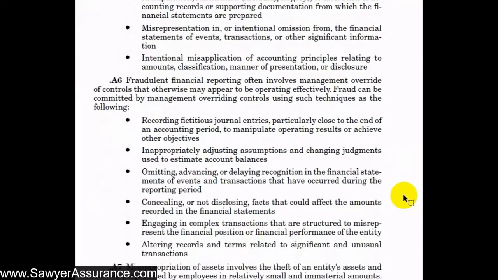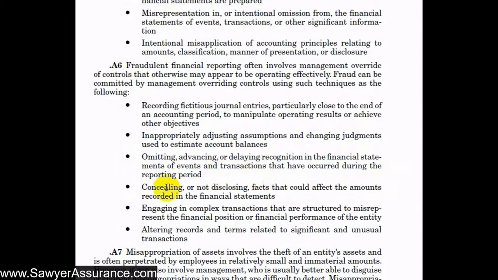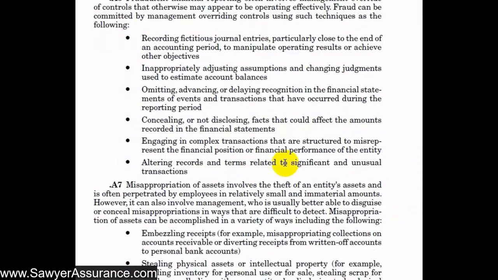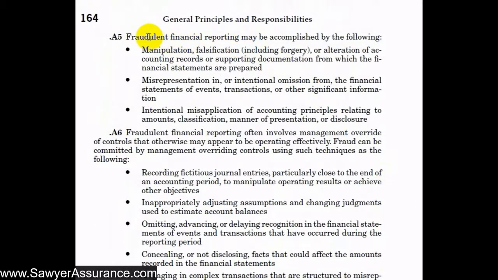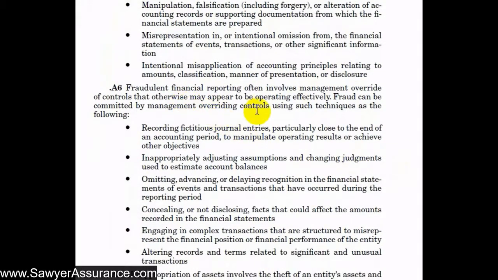And examples of those controls overridden might be recording fictitious journal entries, inappropriately adjusting assumptions when you're estimating certain account balances that require significant judgments. Also, maybe omitting or advancing recognition of certain financial statement events and transactions that have occurred, concealing or not disclosing facts that could be important to financial statement users, engaging in complex transactions that make it difficult to understand what's happening and may misrepresent the financial position or performance of the entity, and also altering records related to significant and unusual transactions. So we see here there's a lot of ways for financial statements to be fraudulently reported, and a lot of ways that this could occur through the management overriding of controls.